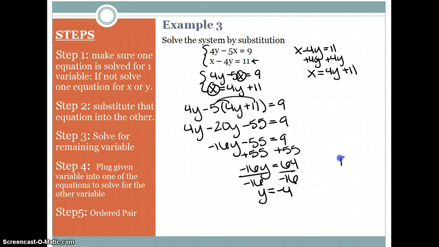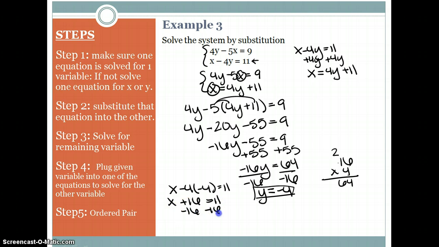I can verify that real quickly. Yeah, so we're at negative 4. So now that we know what y is, we need to plug it into one of our original two equations to solve for x. So I will plug it into the second one. x minus 4 times negative 4 is equal to 11. So x plus 16 is equal to 11. Subtract the 16, and x is equal to negative 5.